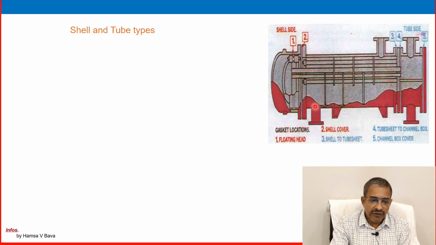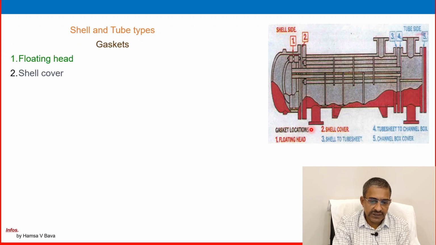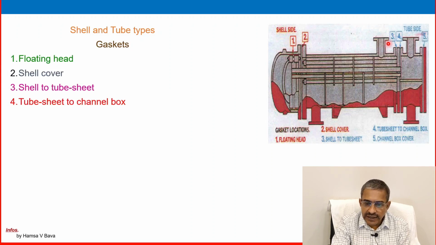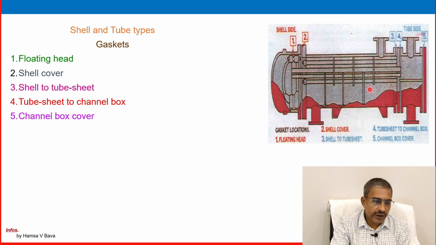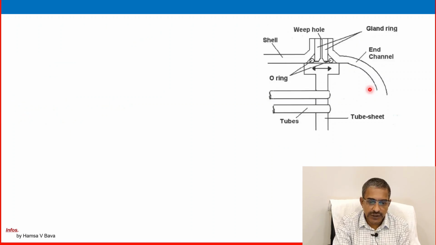This is wherever the gasket is used, in 1, 2, 3, 4 various sites. The gaskets are used in shell and tube heat exchanger, floating head, shell cover, shell to tube sheet. That is the 3 here, shell to tube sheet. Then tube sheet to channel box here. This is the channel box where the flow is entering and exiting, and the channel box cover, that is here. Various places the gaskets are used.